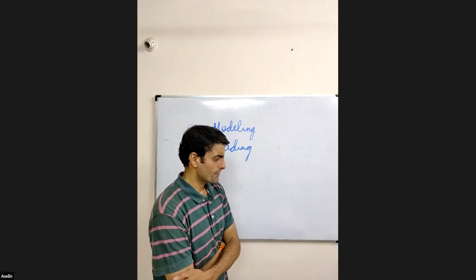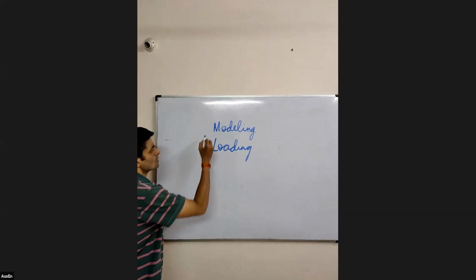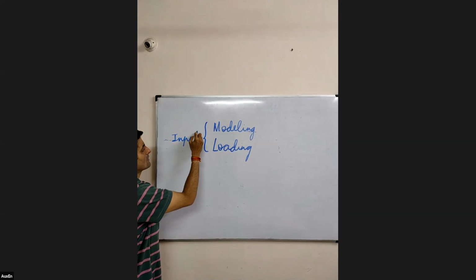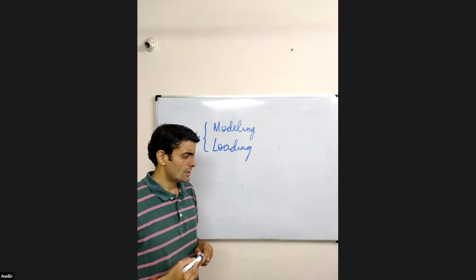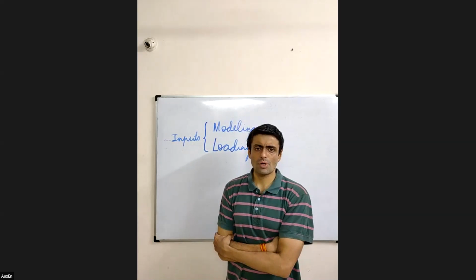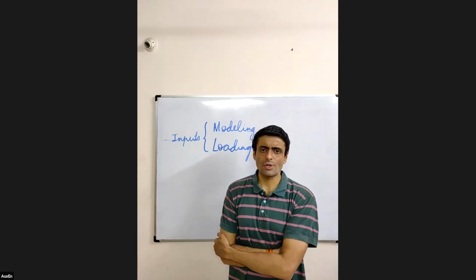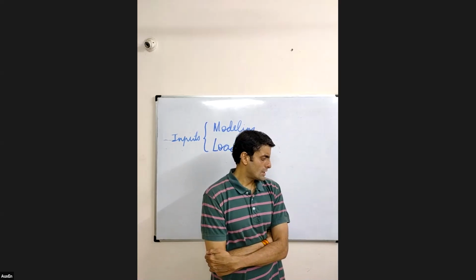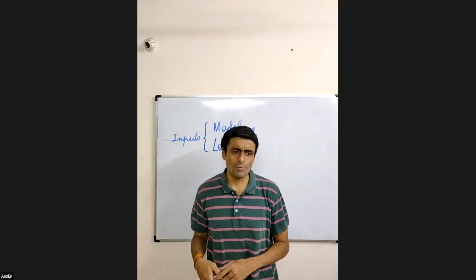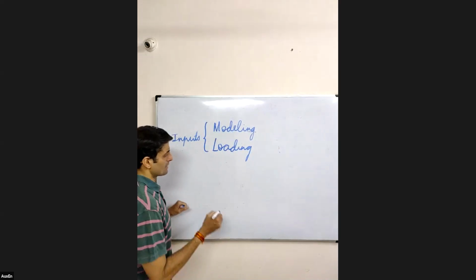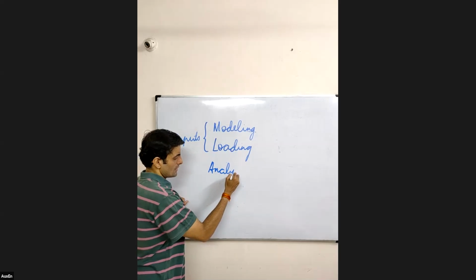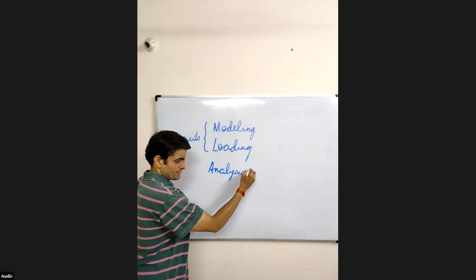All right. So these two are the inputs. These are the things that we are giving to our computer software. In this case, we are going to use SAFE. So these are the inputs. Then on the basis of this, what will be the output? I will say the first output will be the analysis results.